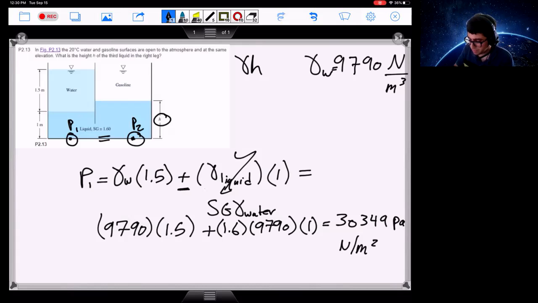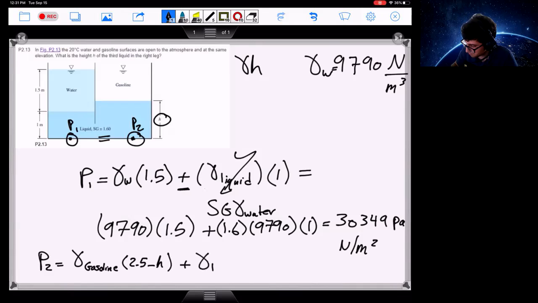Okay, so that's P1. What about P2? How would you calculate P2? It's the same thing, but it'll be with the gasoline. So we have gamma of the gasoline times 2.5 minus H, plus the gamma of the liquid times H, because the height of the liquid is H.